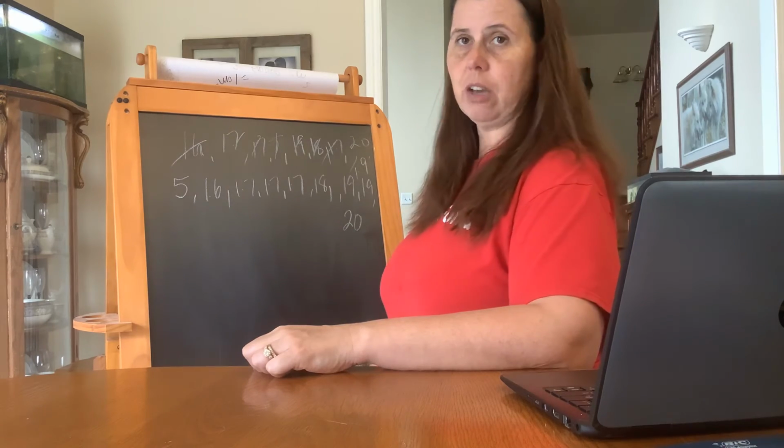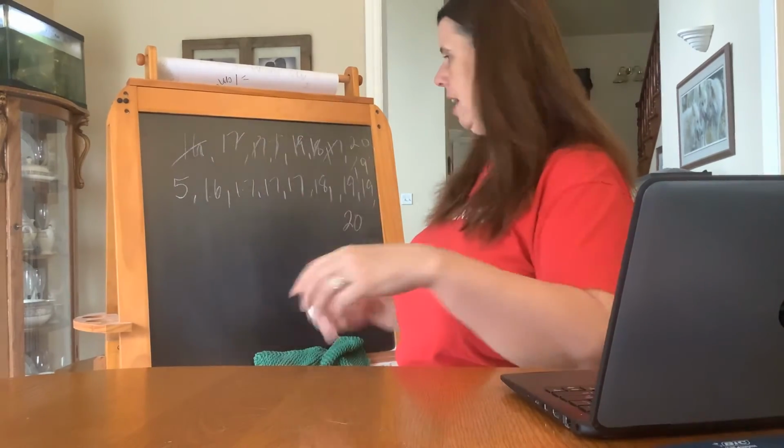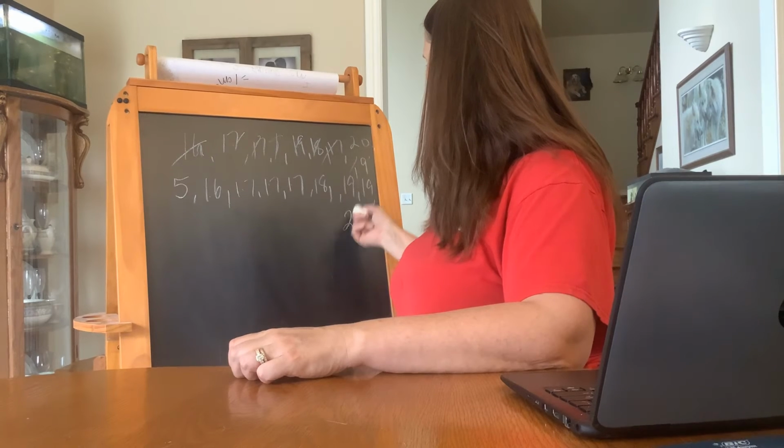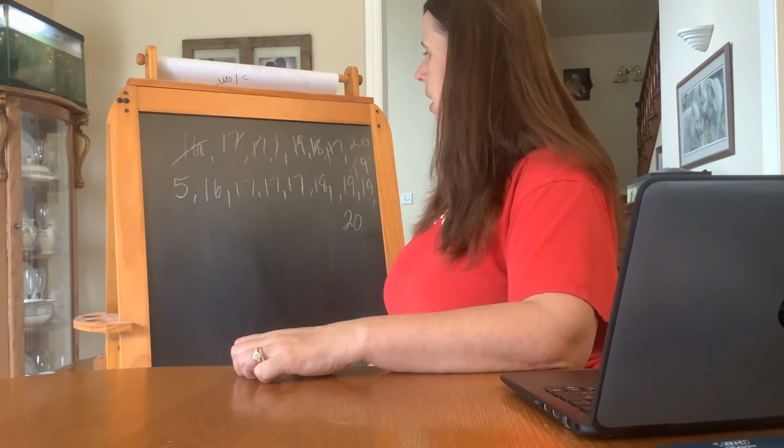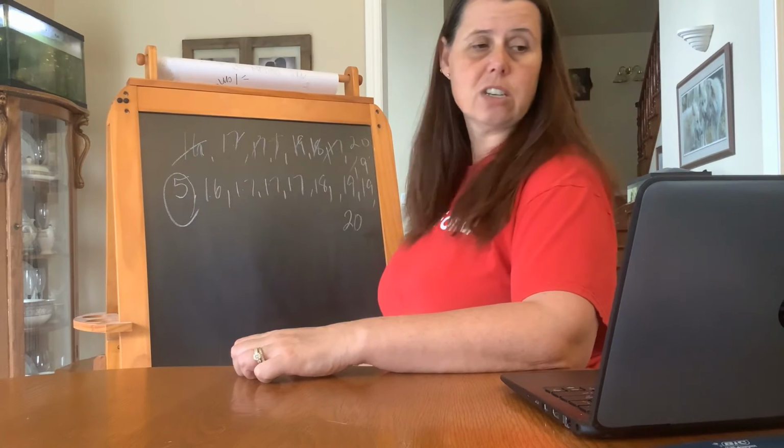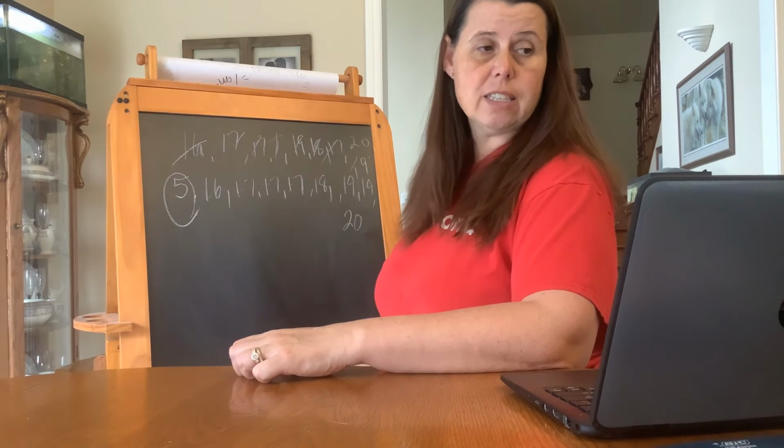Okay, remember the outlier is going to be the very first or the very last. So do we think that 20 is not like the other scores, or do we think that 5 is not like the other scores? I'm saying 5 is not like the other scores. So that is the outlier.